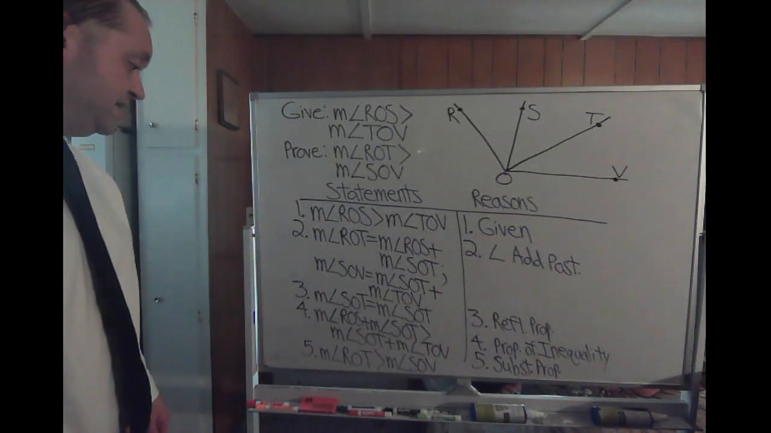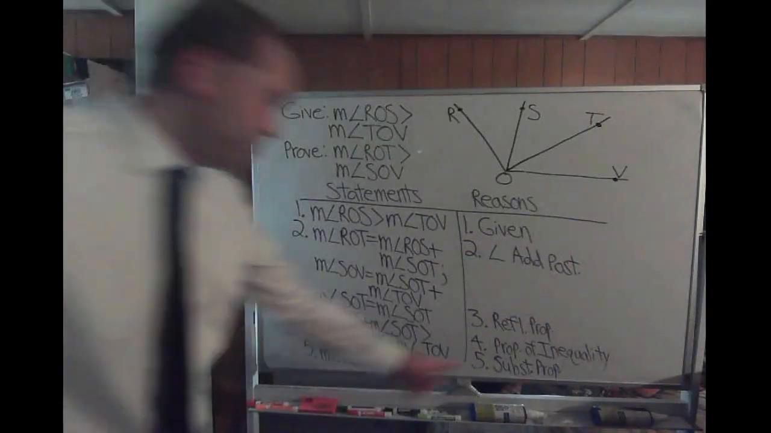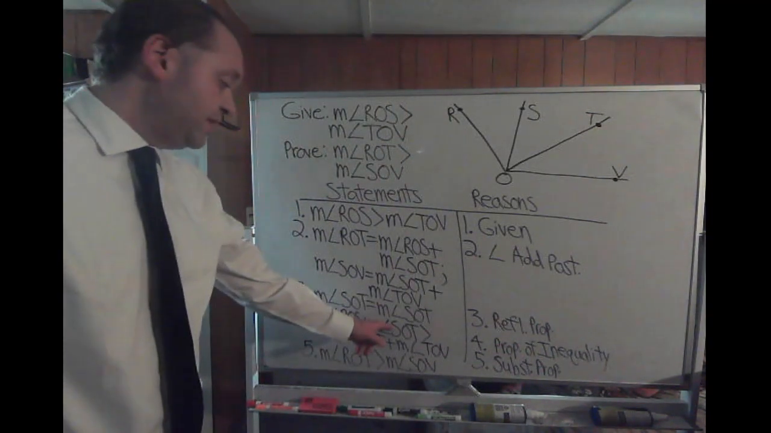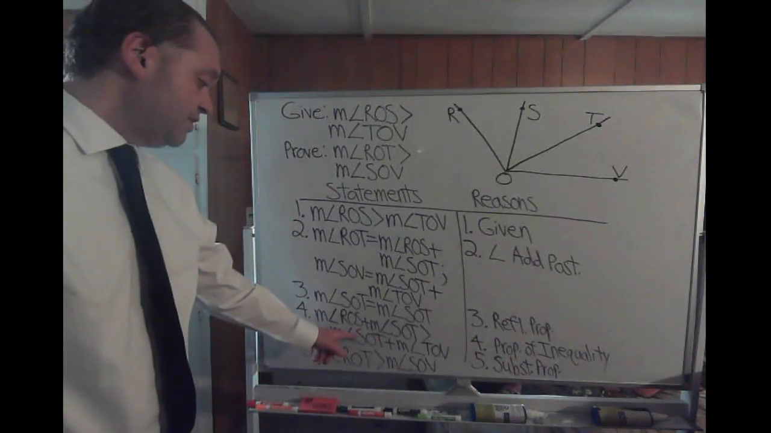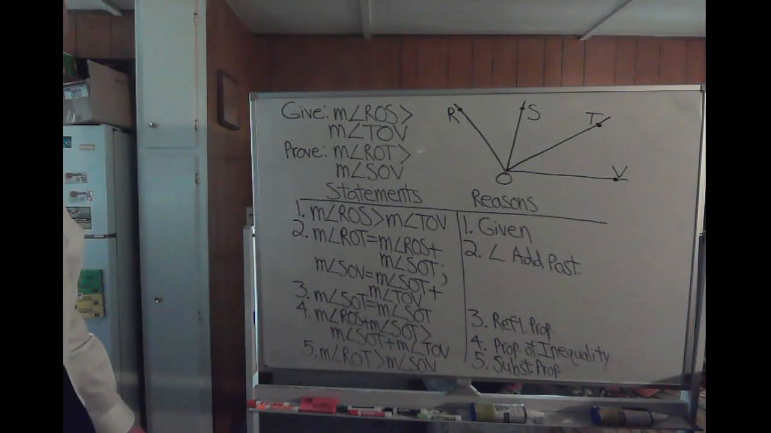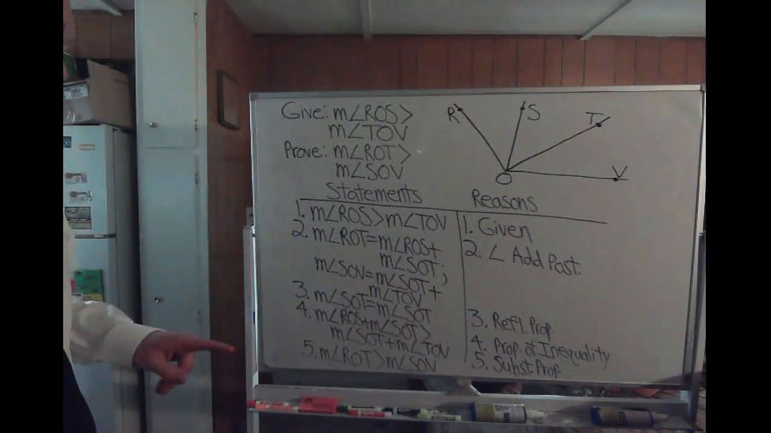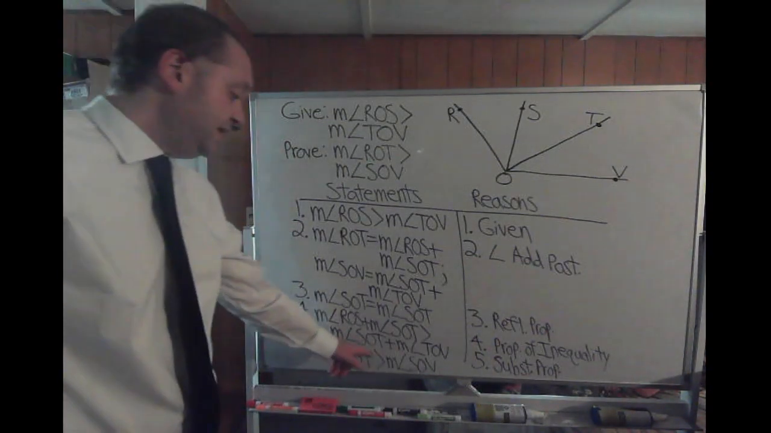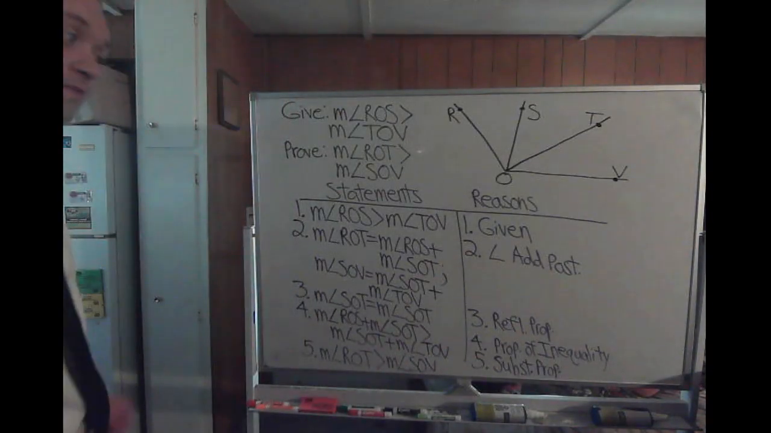So now we can say by a property of inequality that the measure of angle ROS plus the measure of angle SOT is greater than the measure of angle SOT plus the measure of angle TOV. And then last but not least, by the substitution property, we can say that the measure of angle ROT is greater than the measure of angle SOV.